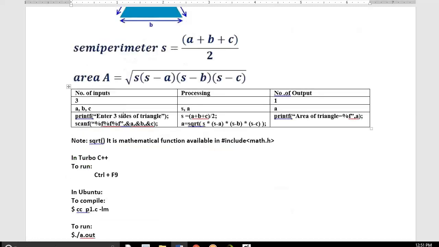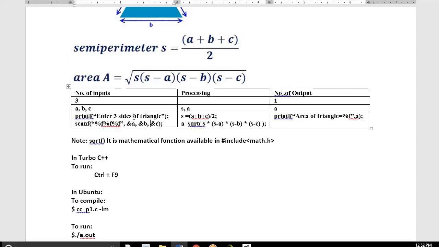Then how do you tell the machine to read three values? As we all know, printf helps us to print the message: Enter three sides of a triangle. How to read three inputs, we already know. We use scanf. Scanf has two parts, as I taught in my previous class. You can watch that video also. Okay, percentage f. We are reading three floating point values: %f, %f, %f. Whatever the first value I enter will be stored in A. Whatever the second value I enter will be stored in B. Whatever the third value I enter will be stored in C. Like this we take three inputs.